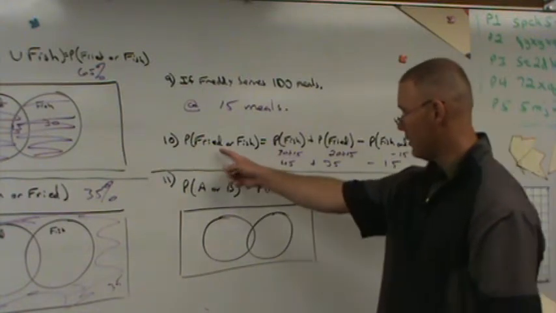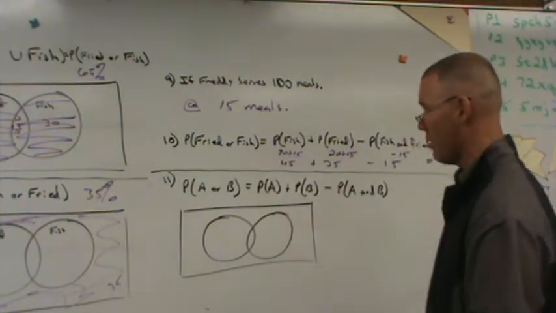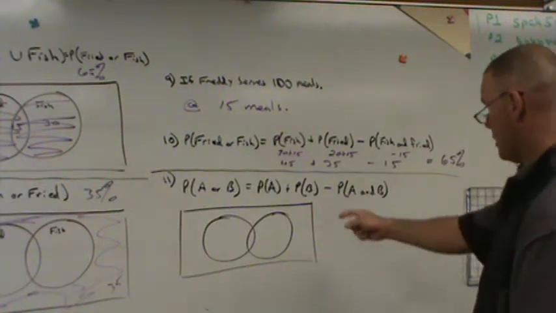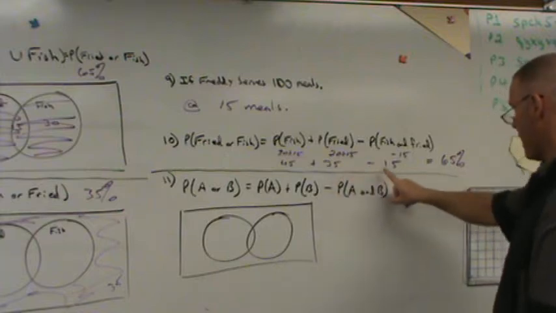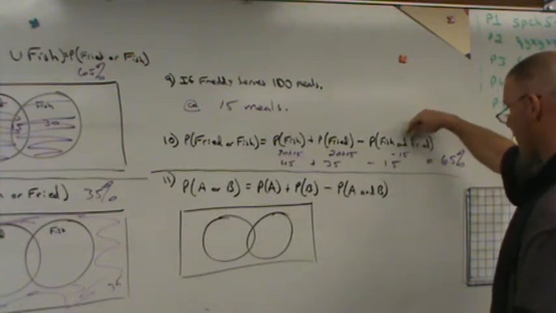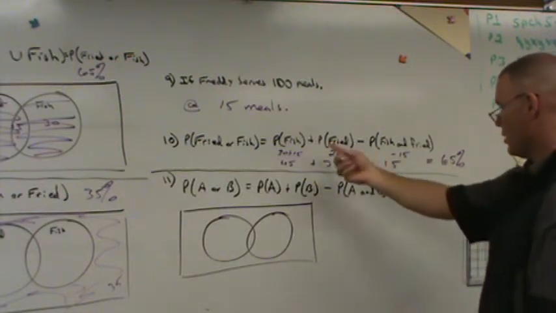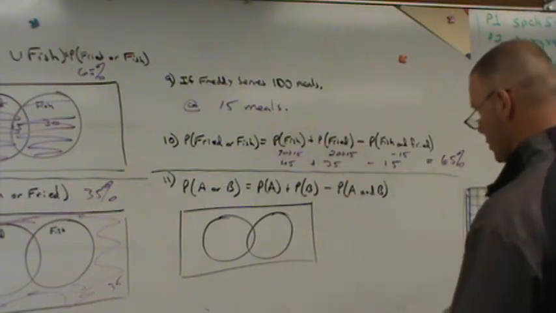So what's the probability of fried or fish? The probability of fried or fish, again, we look at the probability of fish, we look at the probability of fried, and we subtract the probability of fried and fish, the overlap. So here's where they're getting into a little addition and subtraction.